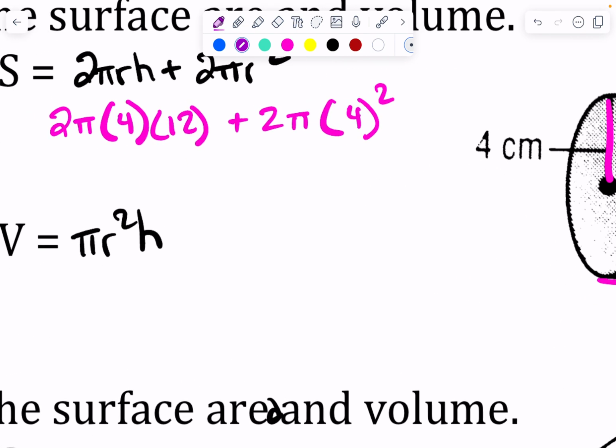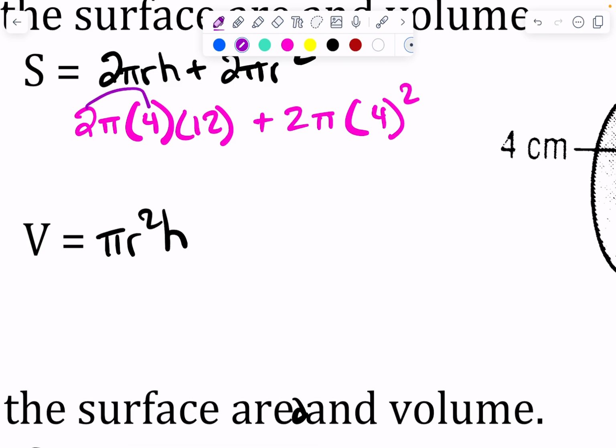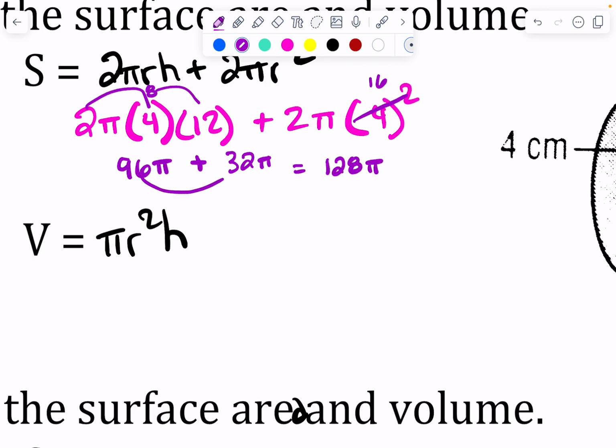And I'm going to do this. 2 times 4 is 8, and 8 times 12 is 96 pi, plus, you can type this all into your calculator if you want to. 4 squared is 16, and 16 times 2 is 32 pi, and 96 plus 32 is 128 pi, and now I just have to type in 128 times pi and call it good. 128 pi. Enter. That is 402.1 centimeters squared, and it's surface area, so squared.